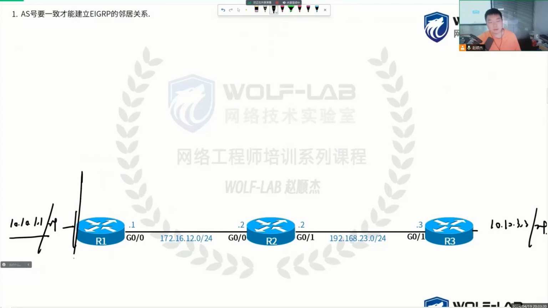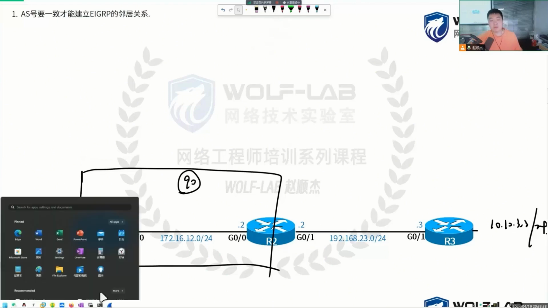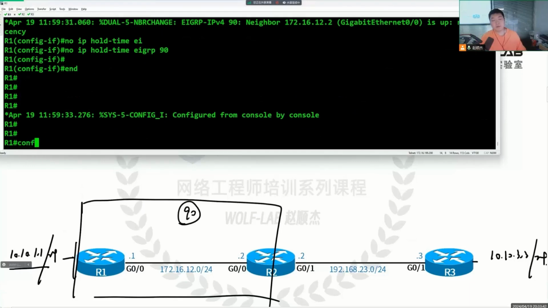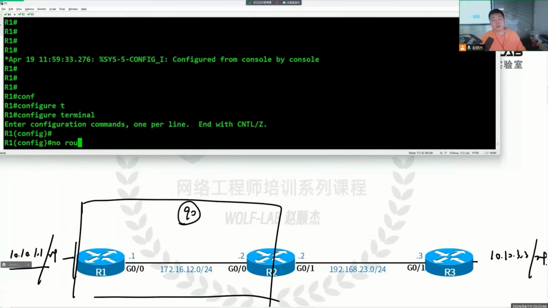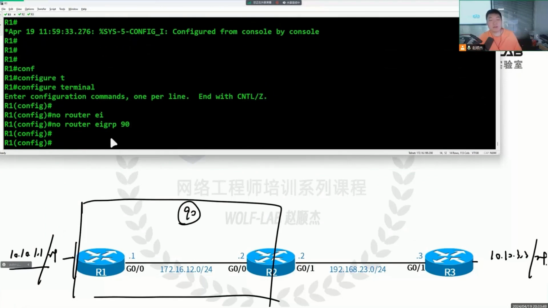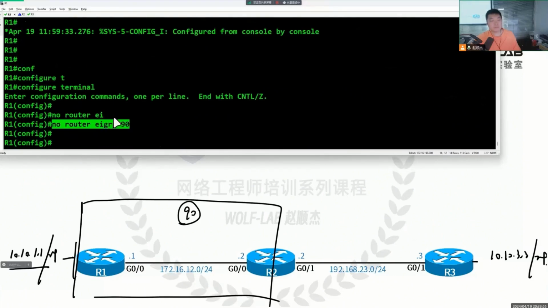For example, on R1 I change it: remove router EIGRP 90. Now all my EIGRP configuration on R1 is deleted. On R1, show ip interface brief. Okay, let's do this. Now I am going to recreate it. I create an EIGRP process, so the AS I belong to is 100.